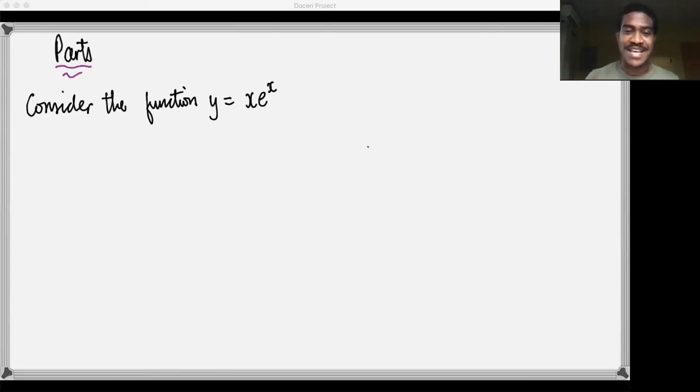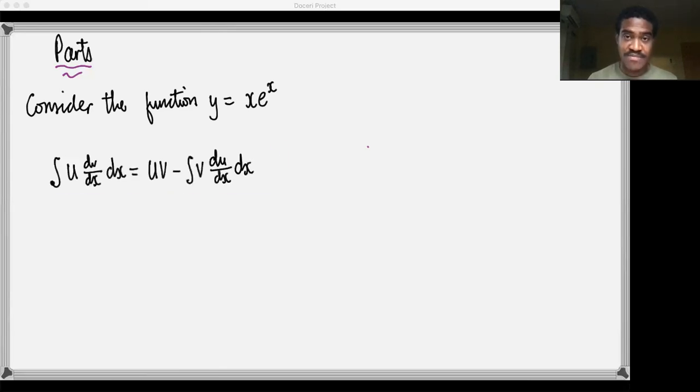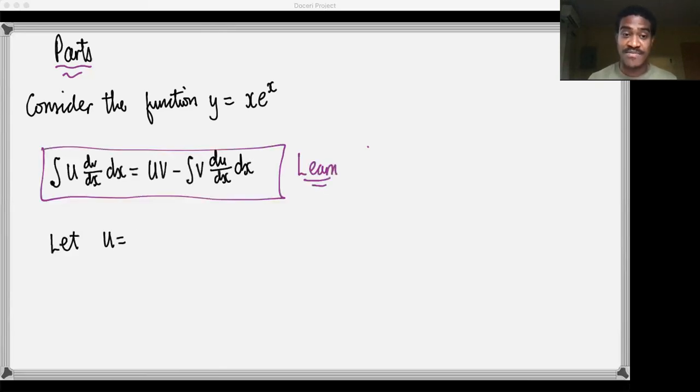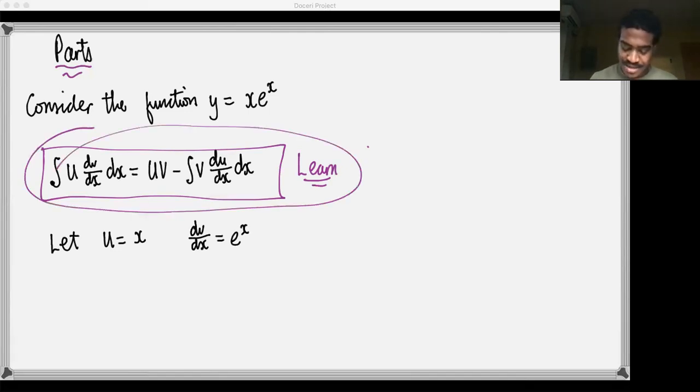Because they are asking us to find the integral of a product of two functions, we would need to employ integration by parts and use the integration by parts formula. We need to know what that formula is. That formula is this here. And this formula is actually derived from the product rule formula for differentiation. So this is the formula here. This is your setup. You need to learn your formula.